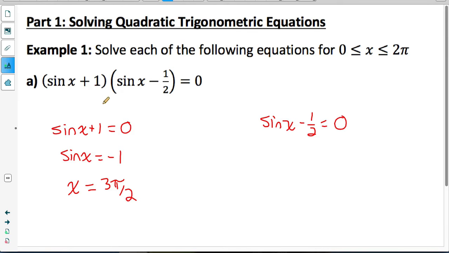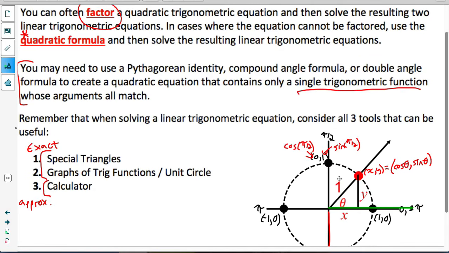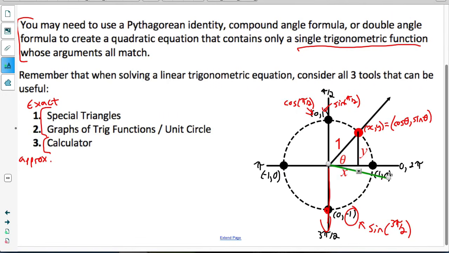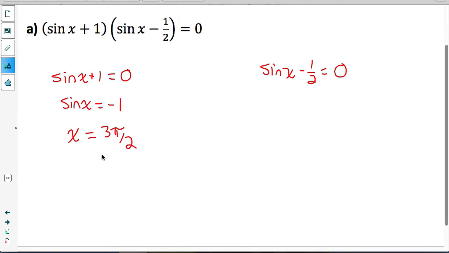If we were to imagine, let me go over to the unit circle, a terminal arm rotating around the unit circle, how many times between 0 and 2 pi did it get to a y coordinate of -1? Well, it got as high as a y coordinate of 1, y coordinate of 0, y coordinate of -1 there, and then back to a y coordinate of 0. It only got to a y coordinate of -1 once. So there was only one answer between 0 and 2 pi for this linear trig equation we just solved.